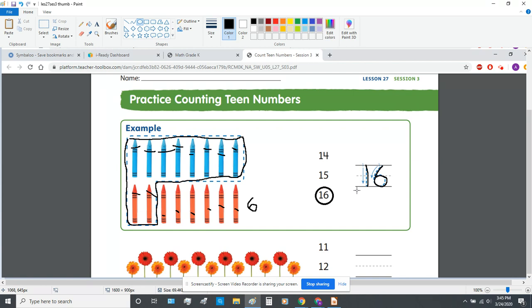Now the rest is going to be all you. I have confidence in you because this is not just day 3, but we did 4 days last week working with teen numbers too. So we are on day 7 of teen numbers, and I believe in you. Good luck, kindergarten, and I'll see your work soon.